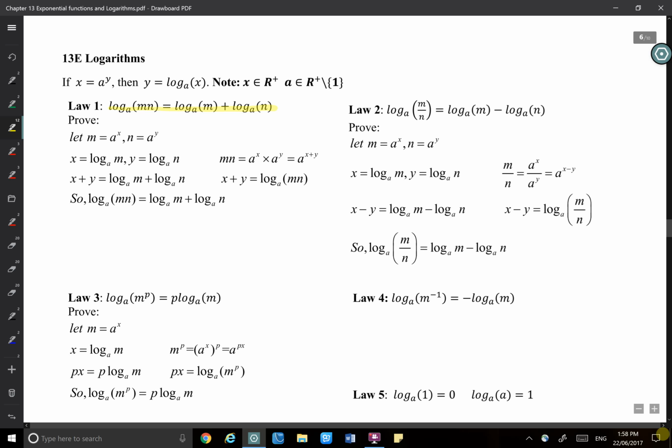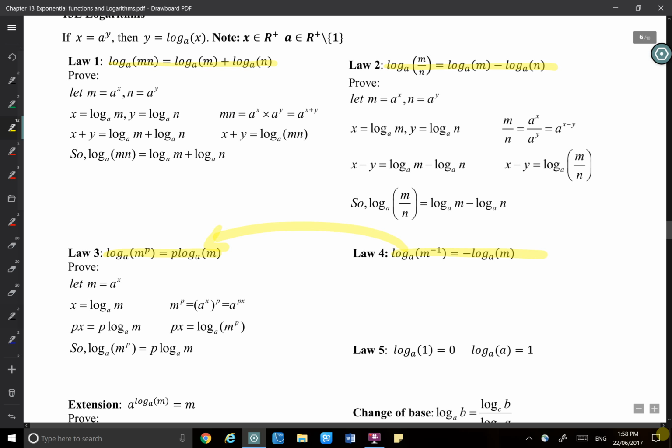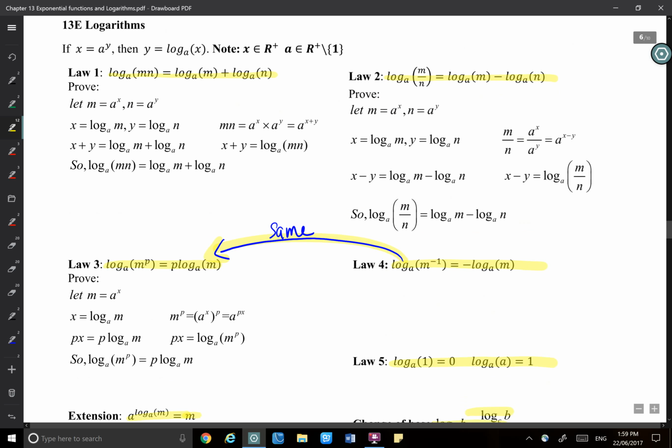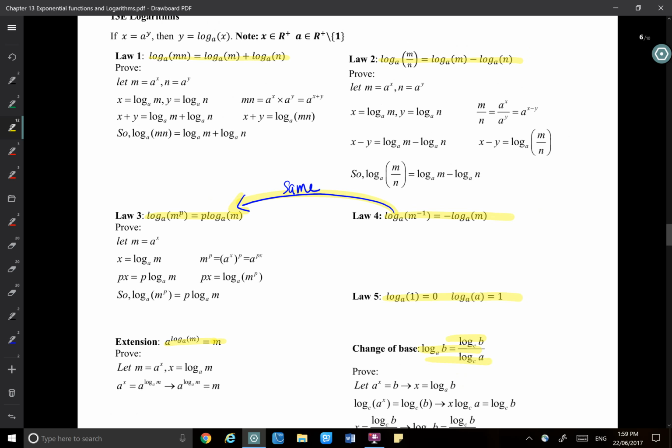The first one is this. Second one is that. Fourth one and third one are basically the same, it's a simple version of that one. And that one you must know, that's extension. Log 5, those two values, you need to know them. And the change of base formula, you need to know that. Okay, all the things I have highlighted are all the laws for logarithm.